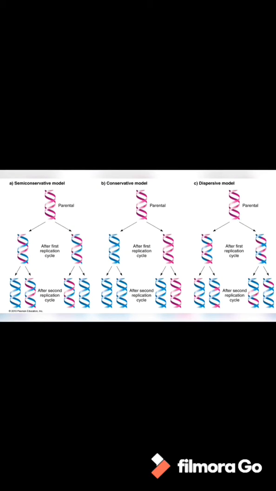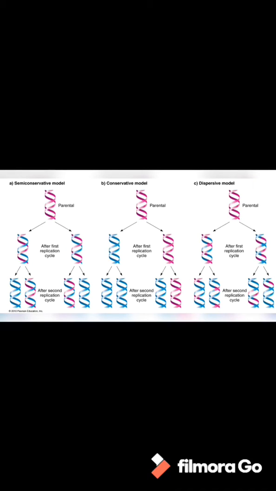There are three models of DNA replication. In the semi-conservative model, the two parental strands separate and each makes a copy of itself. After one round of replication, the two daughter molecules each comprise one old and one new strand.